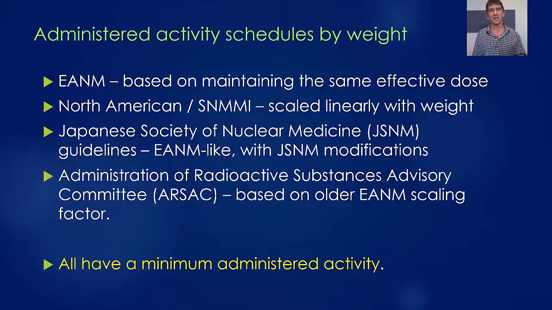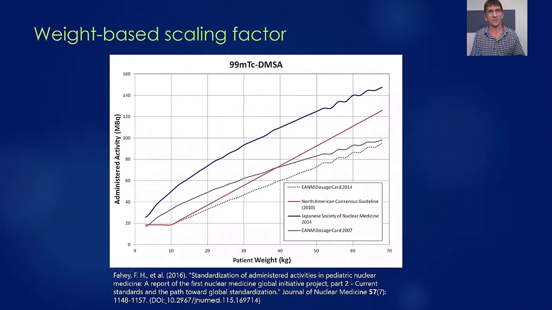So different organisations have ways of adjusting the activity for paediatric patients. For example, the EANM has one based on maintaining a constant effective dose as the patient weight drops. The North American SNMMI said, okay, we're going to scale linearly by weight on the basis that you maintain a pretty constant count rate at the detector when you're doing imaging. And there are other agencies as well that have got various guidelines, and all have a minimum administered activity, to be very clear about that. If you put some of these on the scale, and it's just showing an example here for DMSA scans, there are quite substantial differences in administered activity recommendations for different weights. So that's a bit of a problem.